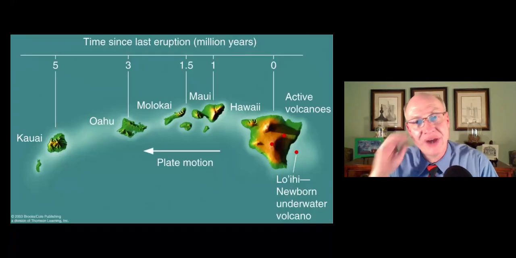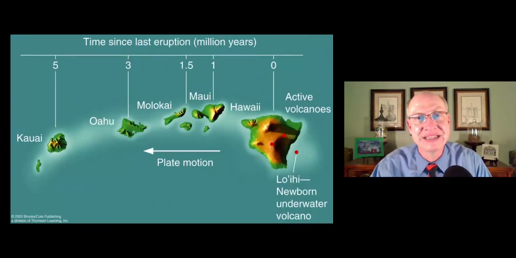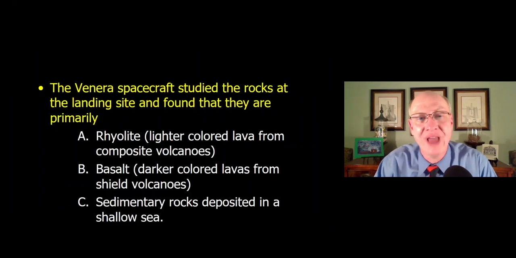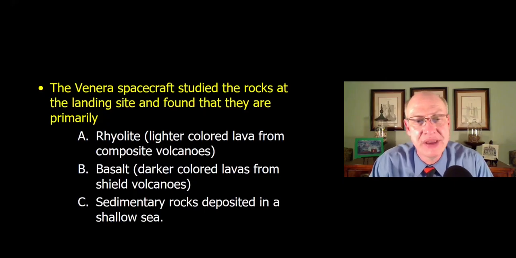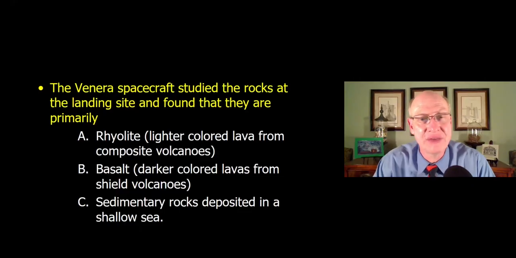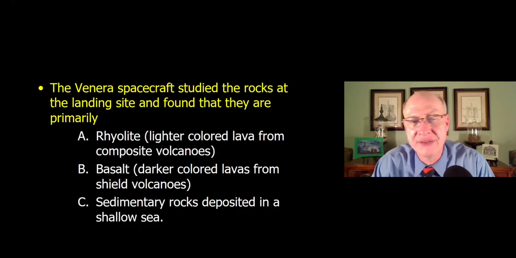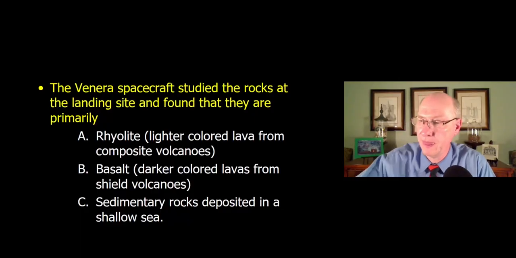So the Venera spacecraft land on the surface of Venus. The surface of Venus is lots of volcanic flows that came from these shield volcanoes. So what kind of rocks did the Venera spacecraft find at their landing site? Did the Venera spacecraft find rhyolite, which are lighter colored rocks, lighter colored lava that we get from composite stratovolcanoes? Or is it the basalt, the dark colored lavas that we get from shield volcanoes? Or were they sedimentary rocks deposited in a shallow sea? What do you think the Venera spacecraft found when it landed on the surface of Venus? Go ahead and take a few seconds to answer this one.